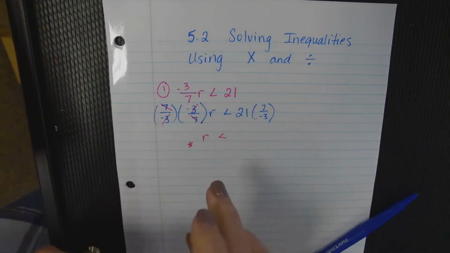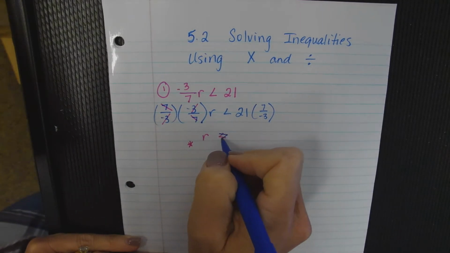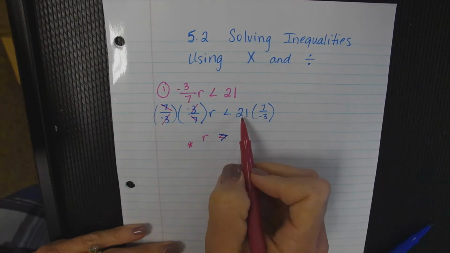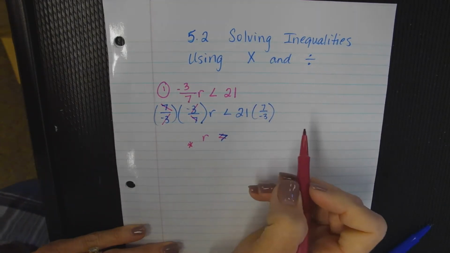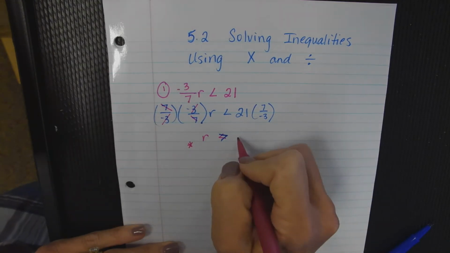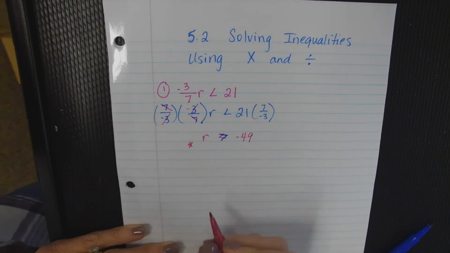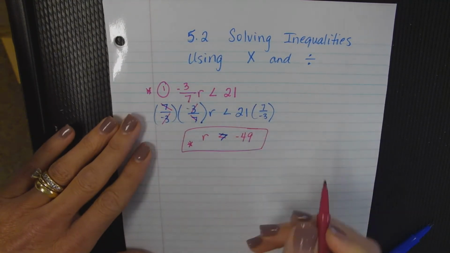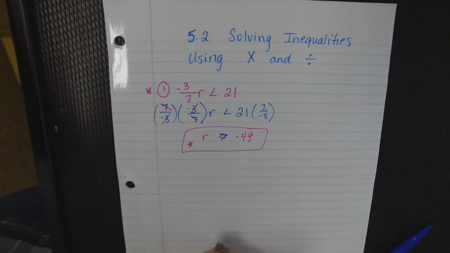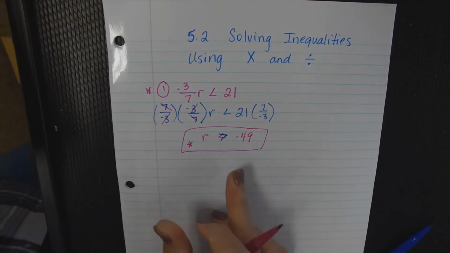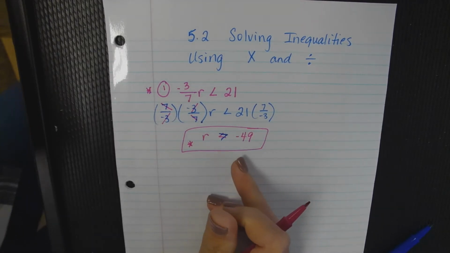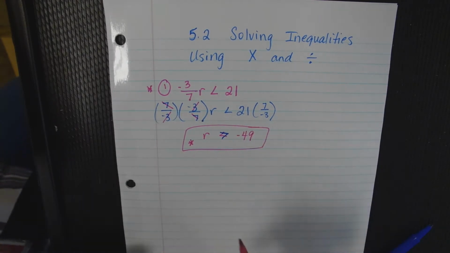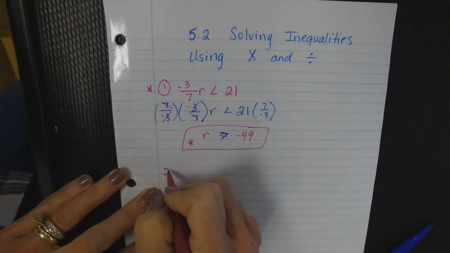Let me move that right there. And then when you do the math, you have 21 times 7/-3, and you're going to get -49. I'm going to star this one because this step is where you might need to remember: when you multiply each side by a negative fraction, you're going to switch this inequality sign. Okay, so let's go to number 2.